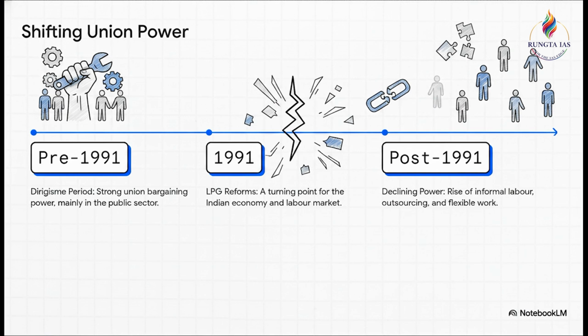But after the LPG reforms in '91, the whole game changed. The economy opened up, and things like outsourcing and flexible contract work started to become the norm, chipping away at the very foundation of union power.